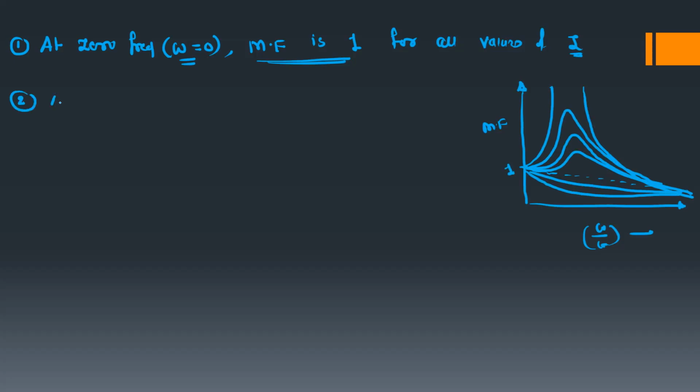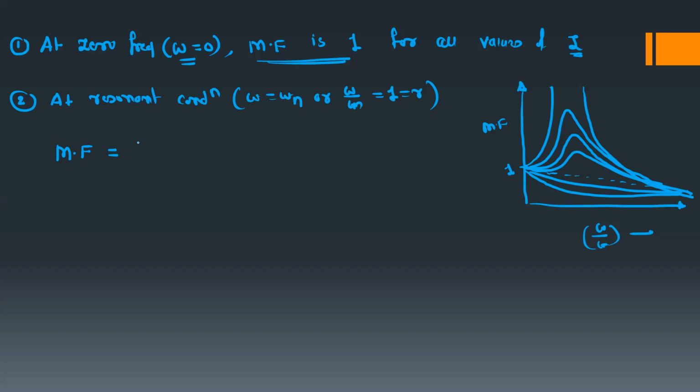Then second, at the resonant condition. So what is the resonant condition or resonance? When omega is equal to omega n, or omega upon omega n is equal to 1, that is called the frequency ratio. The magnification factor depends on just the zeta value.